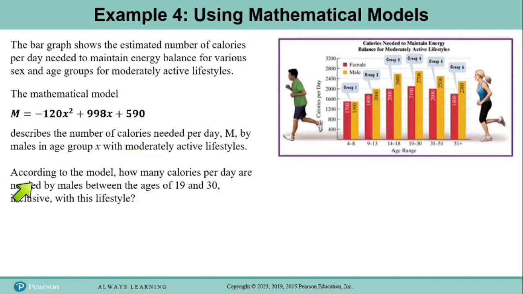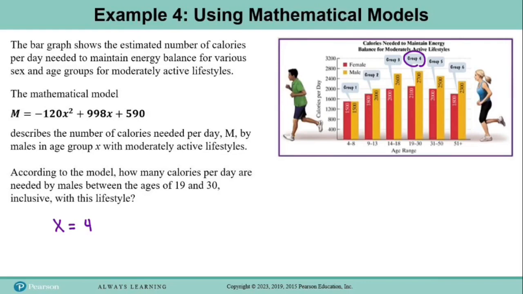So the question they're asking is, according to the model, that is, according to this formula right here, how many calories per day are needed by males between the ages of 19 and 30, inclusive, with this lifestyle? So you can look at the chart and you can see that they're divided into groups. So the age group from 19 to 30, inclusive, is labeled as group 4. That means in this situation, X equals 4. And so we're going to take that 4 and plug it into our model.